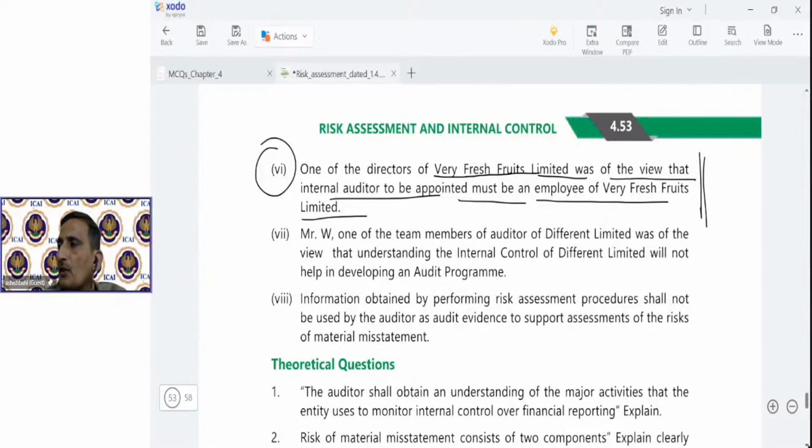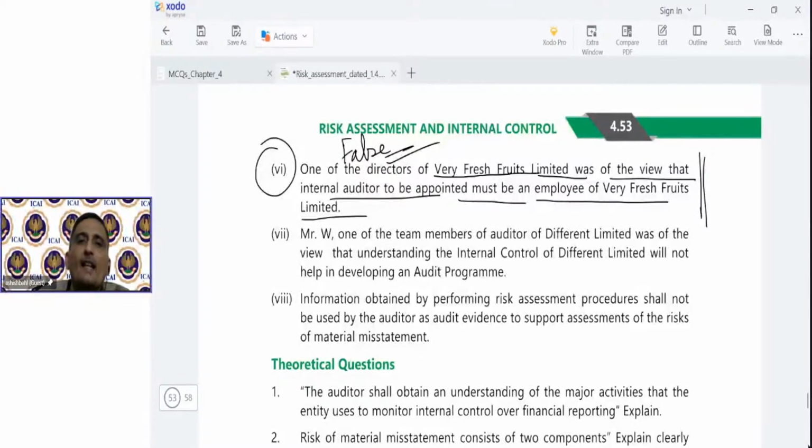Yes, Sudhanshu, all mails are coming. Please do not worry. So his opinion, this is also a false statement. So his opinion is wrong, because internal auditor can be an employee or he may not be employee of the company, as we had learned just before.